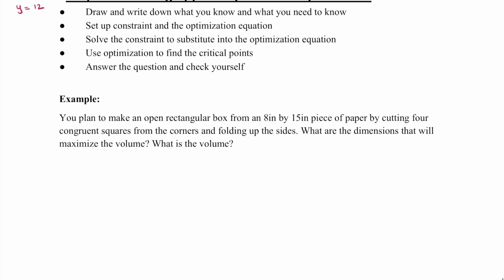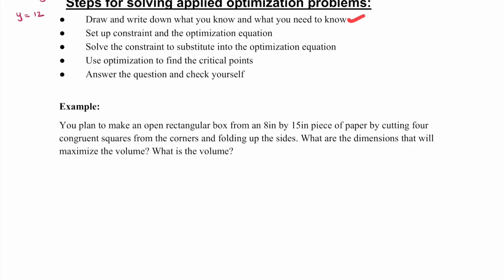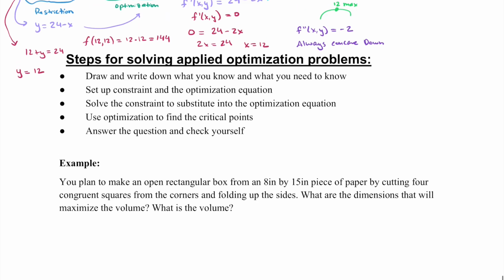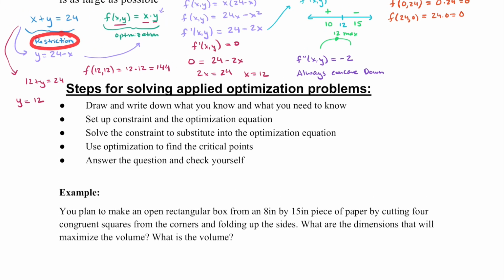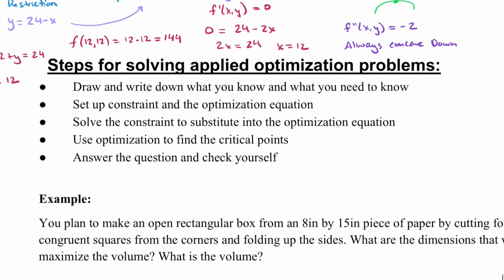All right. So we need to draw and write down what we know and what we need to know. Set up constraints. It's also called a constraint. I call it restrictions, but constraints, same kind of vocabulary here. Then an optimization equation. Solve the constraint to substitute into the optimization equation. Use optimization to find critical points, answer the question, and check yourself. Like if we get an answer that doesn't make sense, like negative volume, we're in the wrong spot.